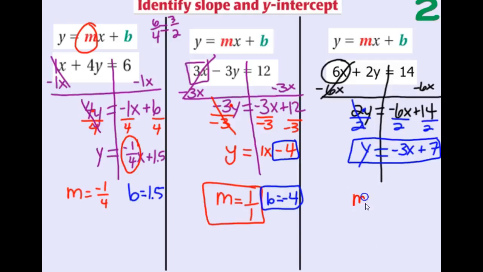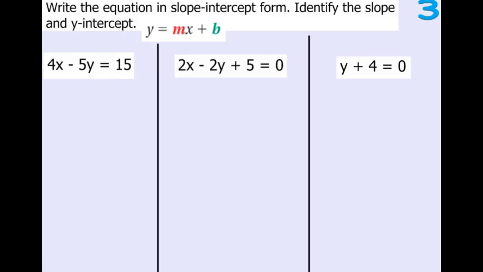So identify m, our slope. First is negative 3 in front of the x. And then b is a positive 7 added on to the end. Alright, I would suggest that you try these first two on your own and then play the video to check and see if you're right.